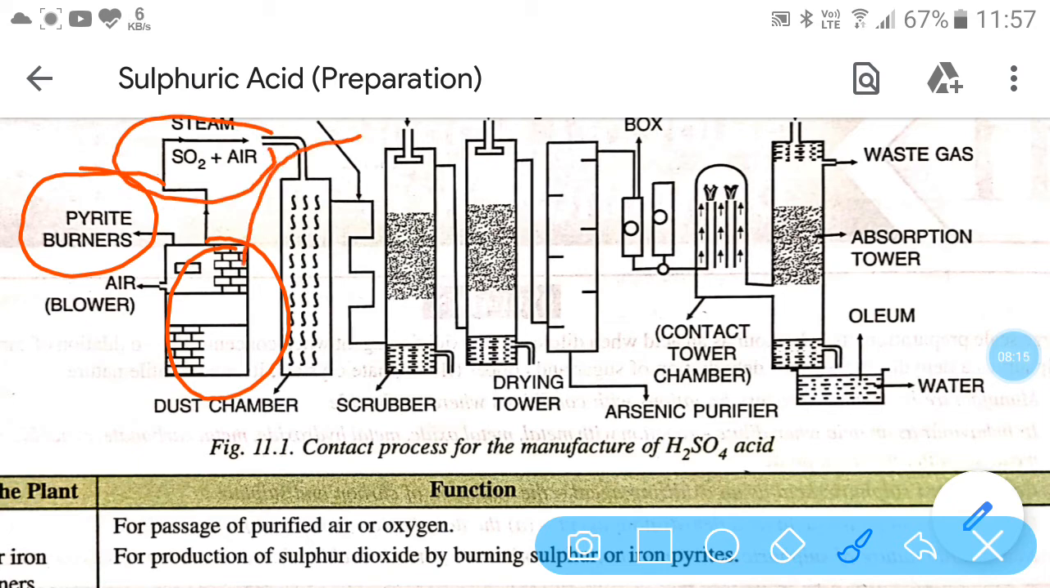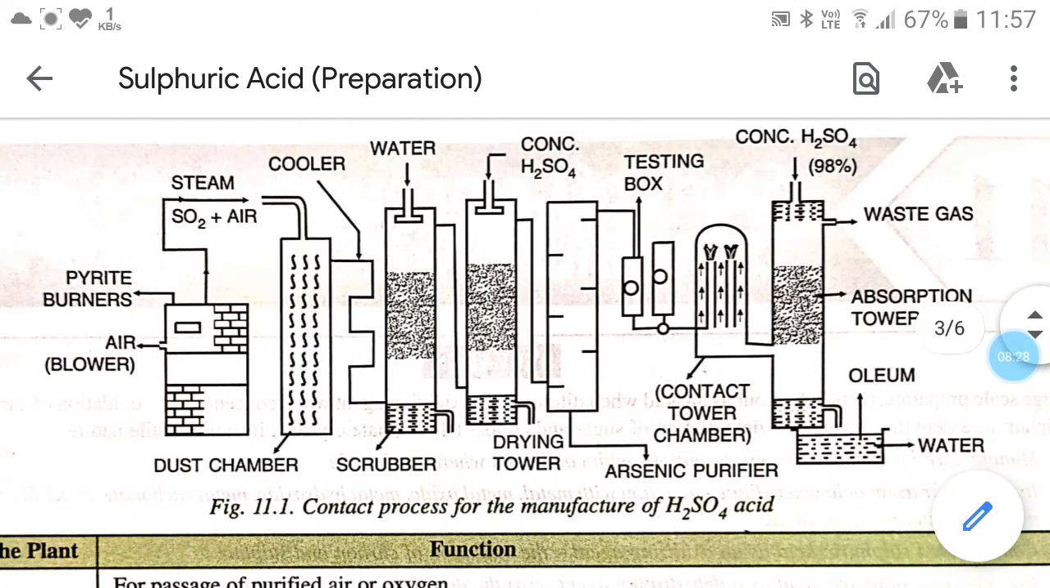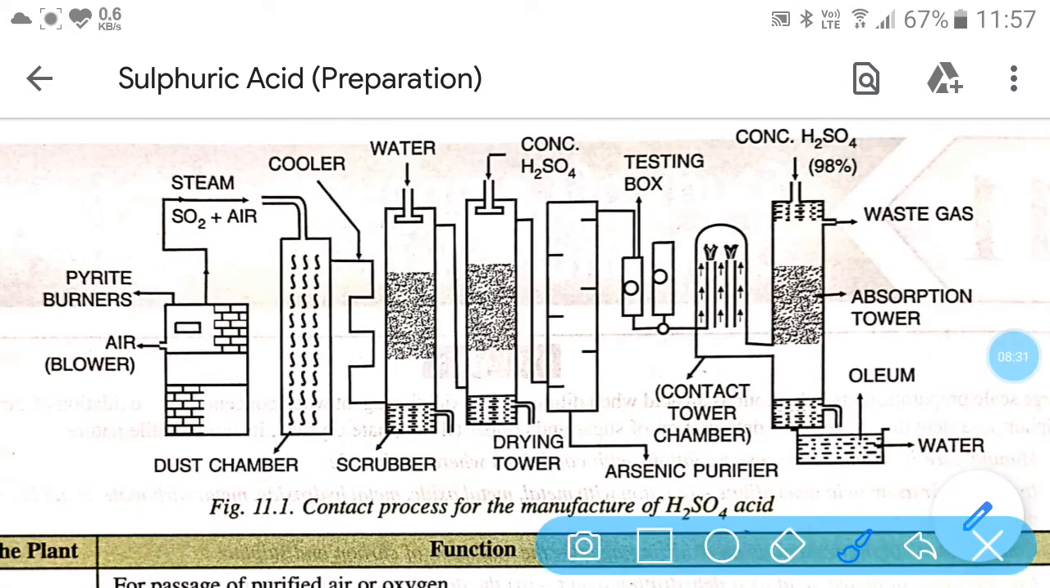Then it is sent to a chamber where the gas rests for some time and dust particles settle down. After that it is sent to a scrubber, specifically a water scrubber. In this water scrubber, water is coming from the top and gases are going up. So the gas goes up, and in this region the gas comes in contact with water. This water removes the particulates that are present.